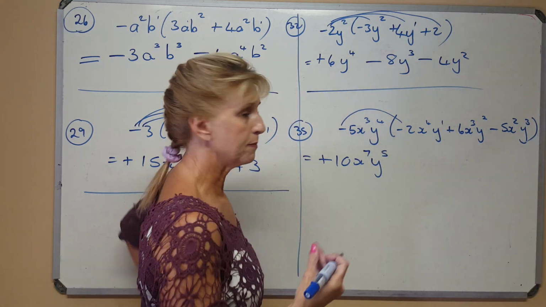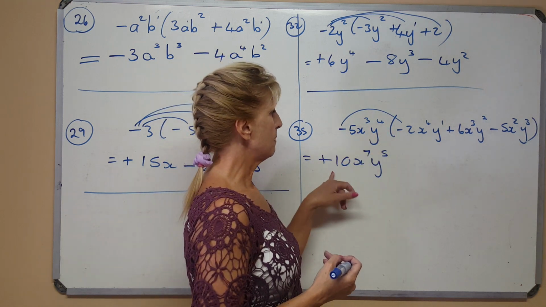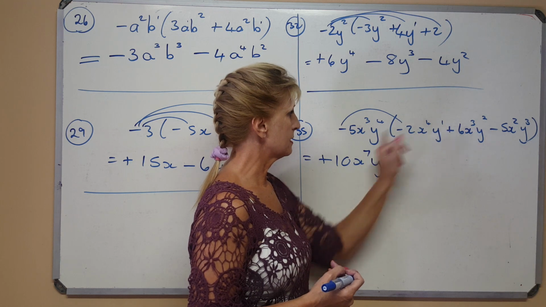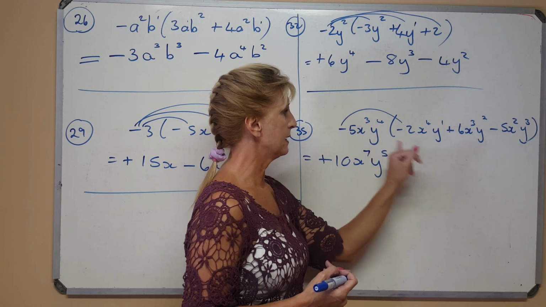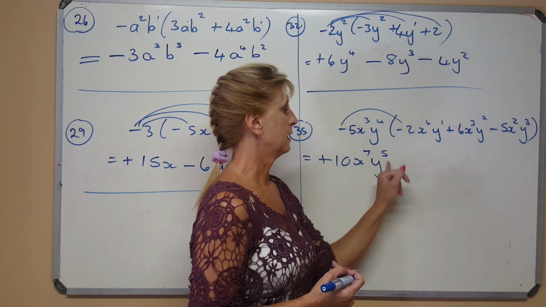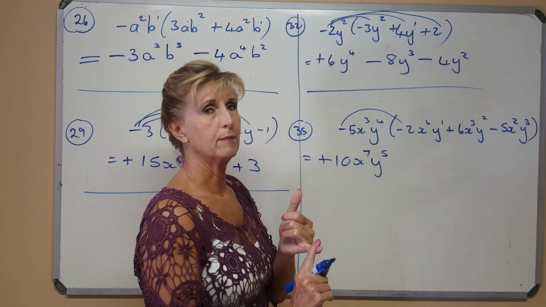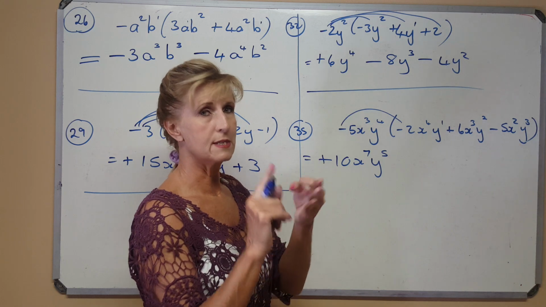Do you see it's a recipe? Minus times a minus is a plus, 2 times 5 is 10. X you keep and add the exponents, gives you 7. Keep the y base, add the exponents 4 and 1, it gives you 5. It's a whole process of the signs, the numbers, the variables.